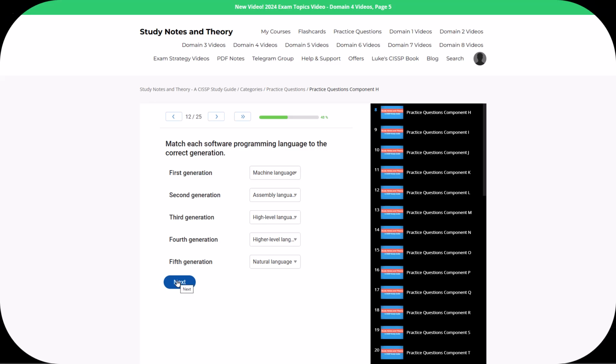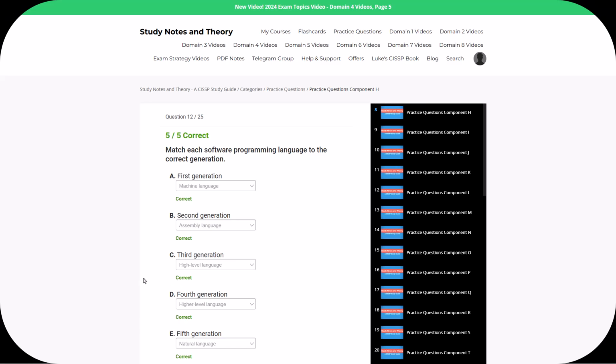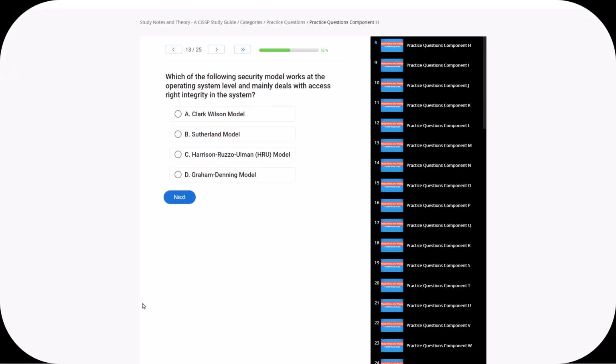Is that right? Should be right. I don't know. I'm just hardcore process of elimination. Yeah, that's right. Okay, cool.